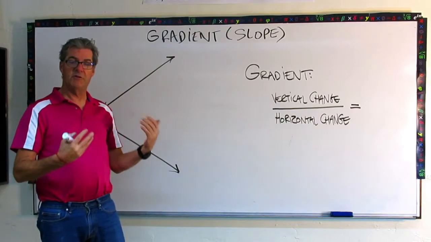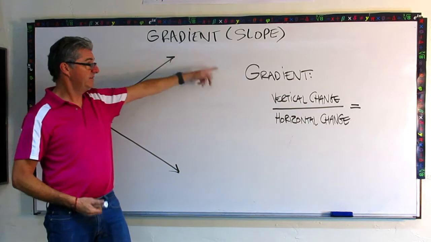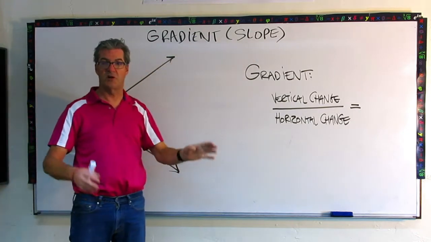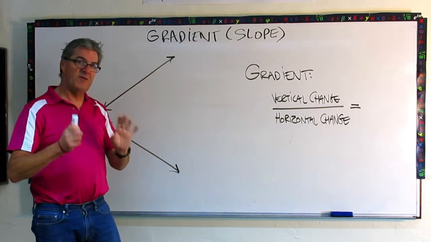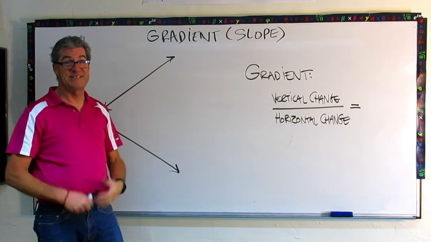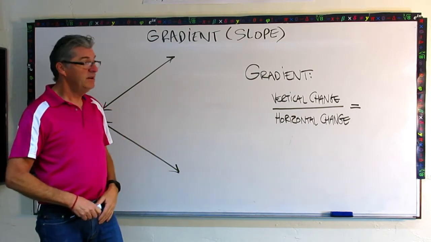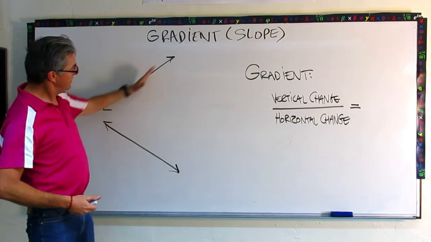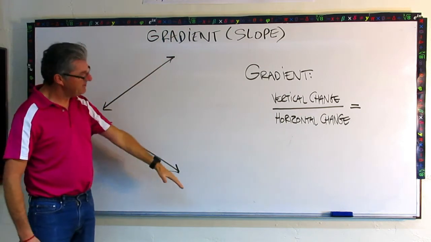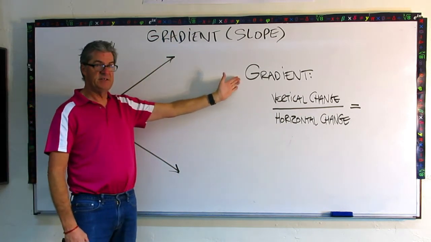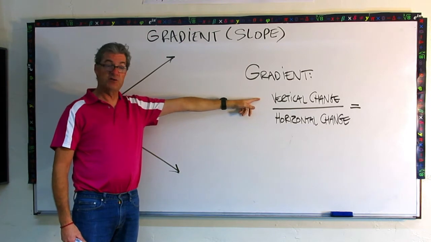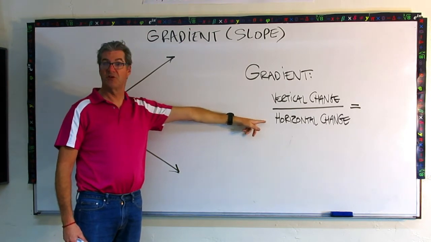Today's topic, gradient. Another word for gradient is slope. These two words are used interchangeably, and if you follow along with this video lesson, you'll see that that's exactly what I do. Okay, so here's a line sloping up like this. Here's a line sloping down like that. Gradient is the vertical change divided by the horizontal change.